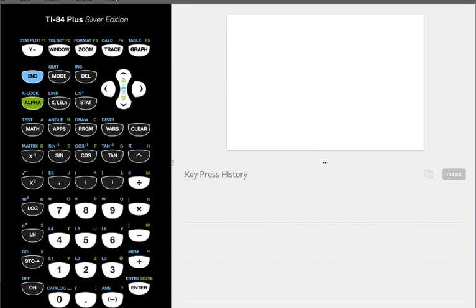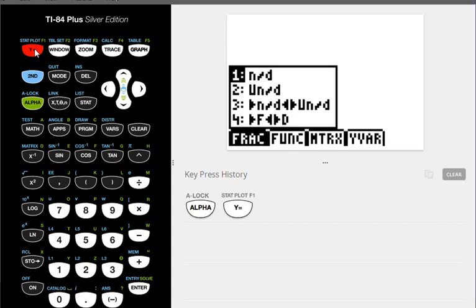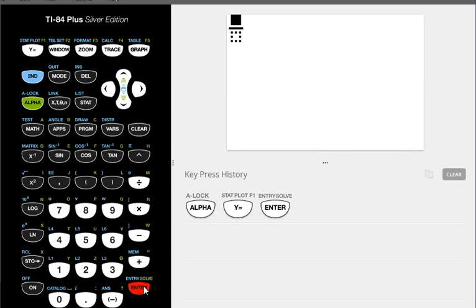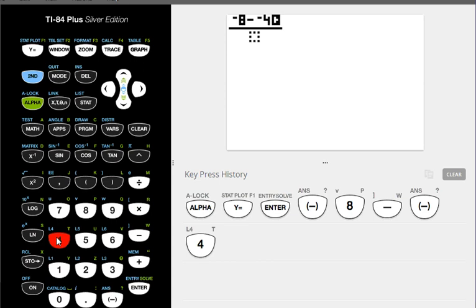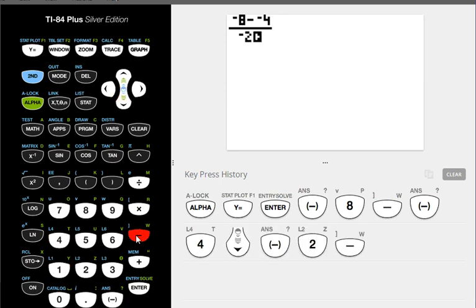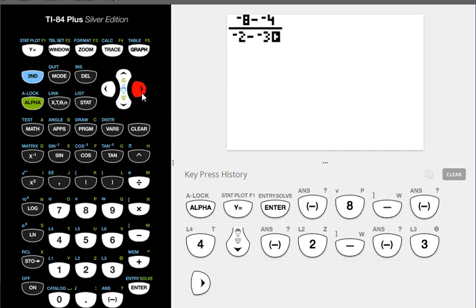Okay, so to put a fraction in, alpha, y equals, enter. Right? You just type it in exactly the way you see it. Negative 8 minus negative 4. Go down. Negative 2 minus negative 3. And you go to the right. Always go to the right to get out of a fraction. Make sure that it looks exactly like what you had set up in your problem. And we end up with negative 4.